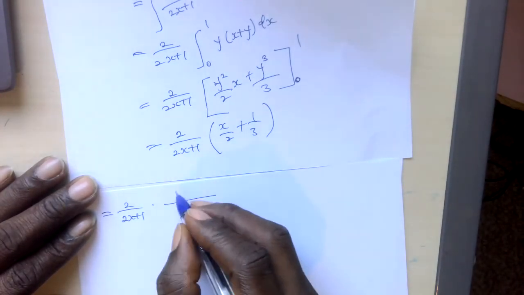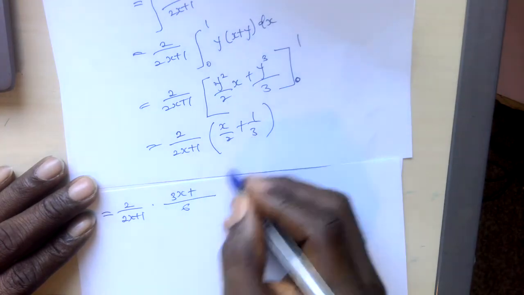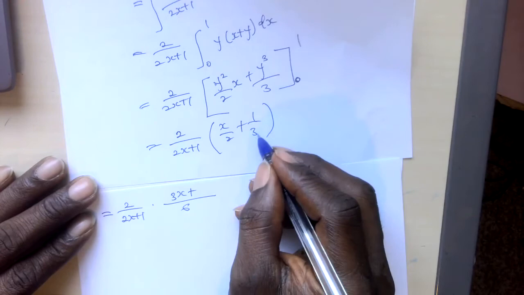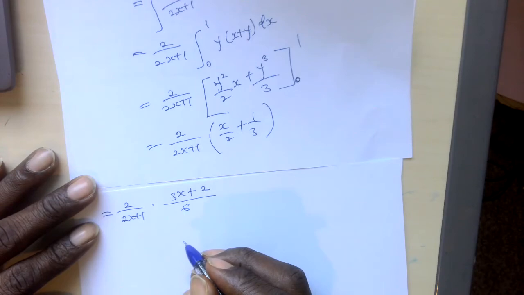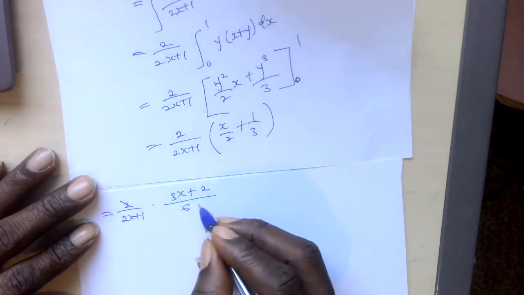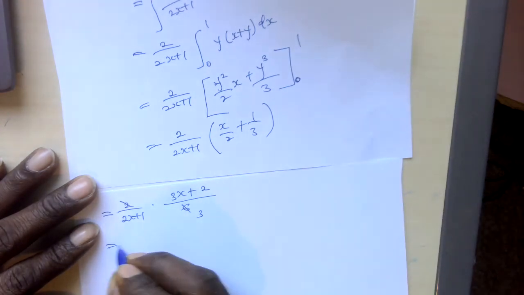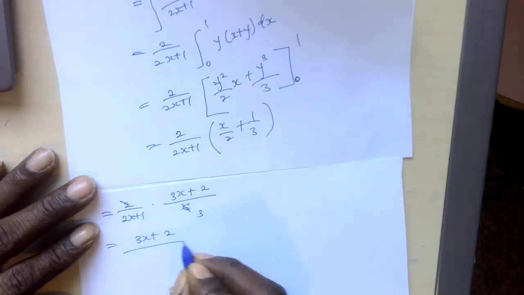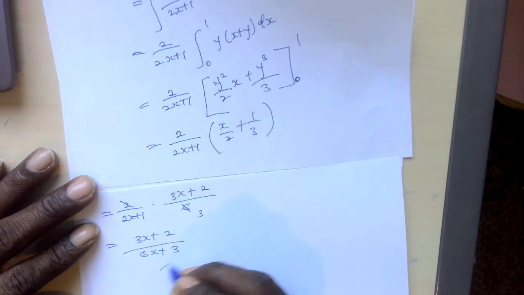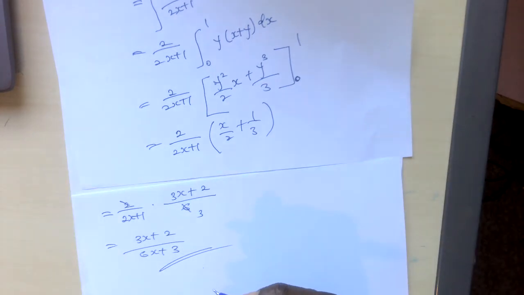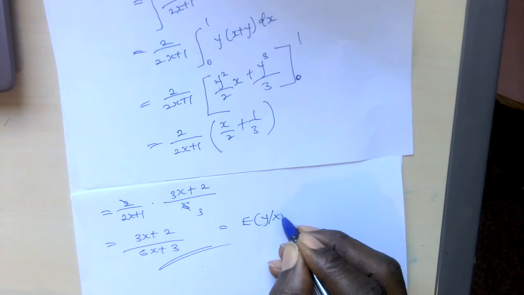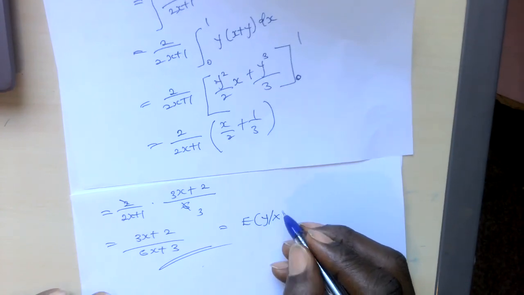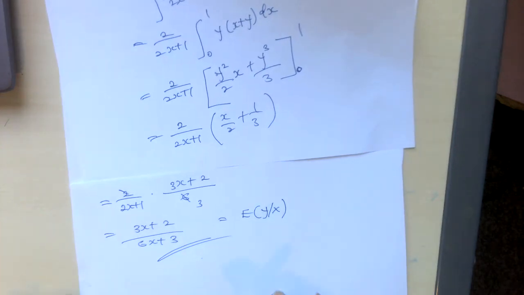2 into 6, 3 times x, 3x. 2 times 3 into 6, 2 times 1, 2. Right? So if you have that, 2 cancels this, and we have 3x plus 2 all over 6x plus 3. So this is the expected value of y given x. That's number 3.